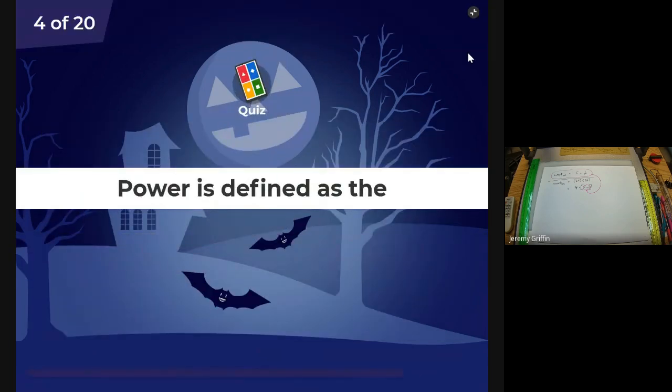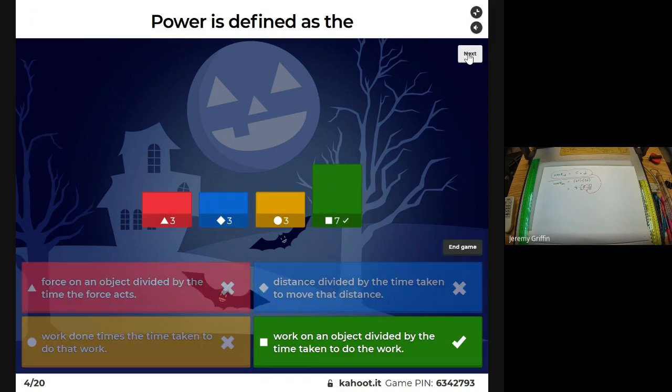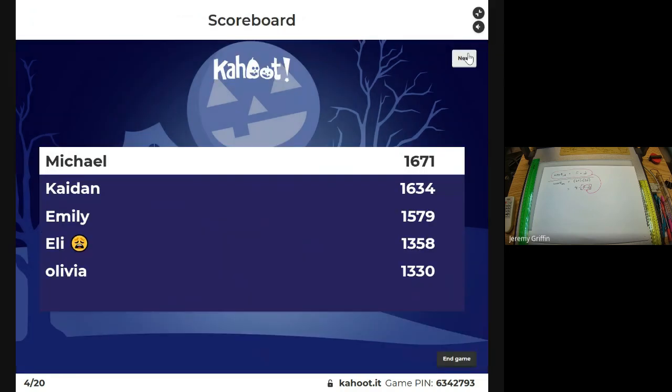Power is defined as work divided by time, right? Remember, power is a rate of work, rate of energy, work divided by time. That would be joules per second, which is watts, right? Work per time.